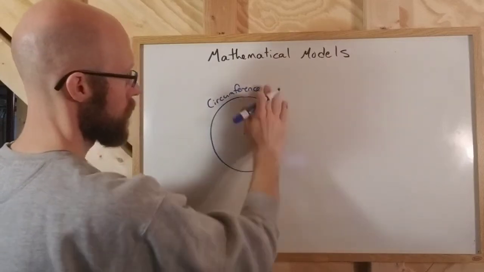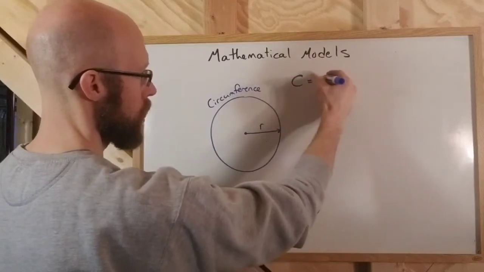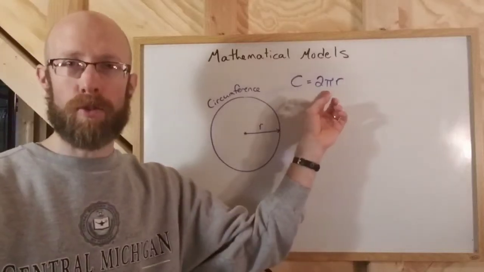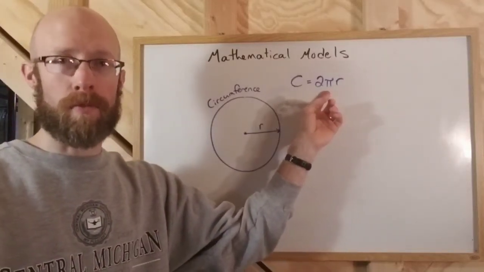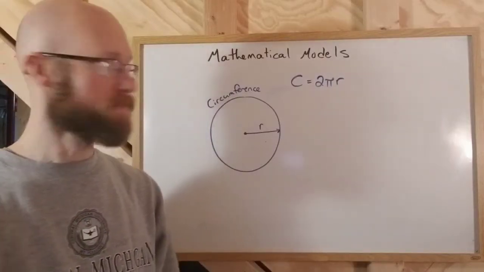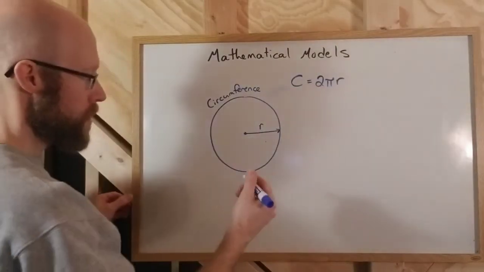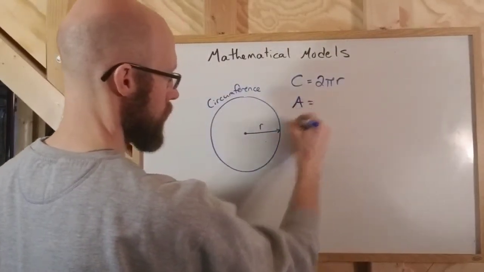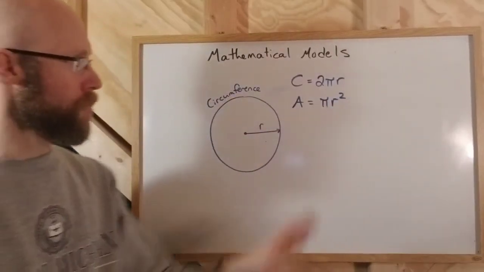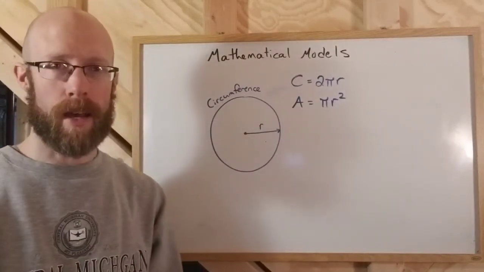So the circumference is equal, well, I'll write the formula over to the side. C is equal to 2 pi r. Pi being the irrational number, approximately 3.1415, with an infinite number of other decimals. And so that's your circumference. The area of that circle is pi times the radius squared. And of course, those two formulas can be derived, but I will not do that here.